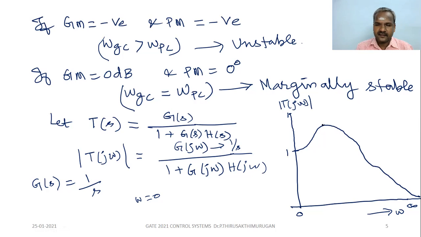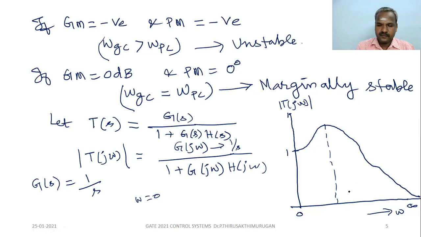So this peak due to the variation is called resonant peak. Let us analyze with the second order system the various frequency domain specifications. The first specification is the resonant peak. This value is called resonant peak, MR. The corresponding frequency is the resonant frequency, omega R.